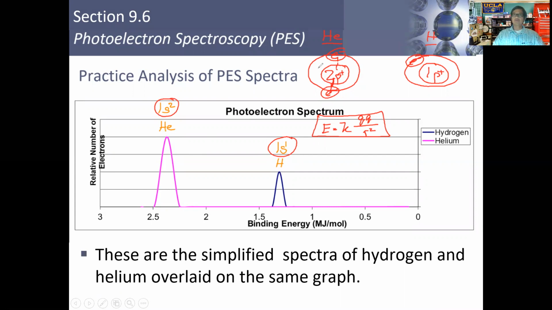Okay, and so I've drawn for you here just a really rough Bohr diagram for helium and for hydrogen. So you have the 1 electron for hydrogen here and the 2 electrons for helium over here. Okay. So I think that was pretty straightforward.